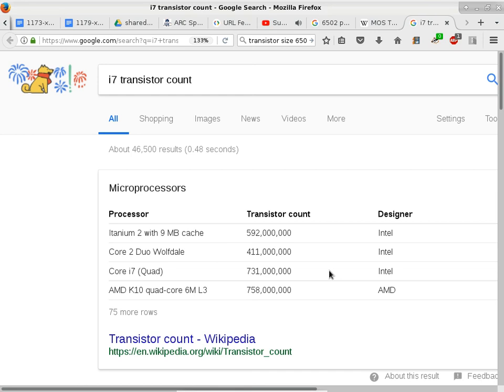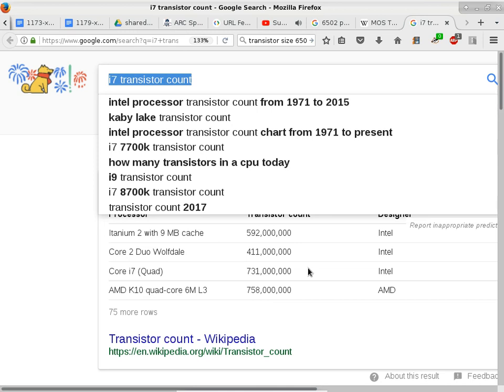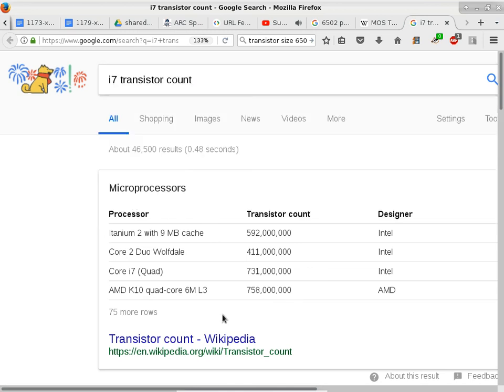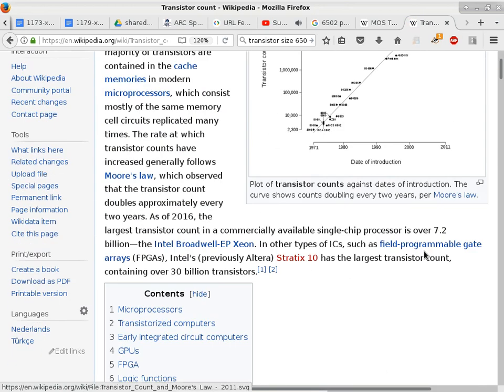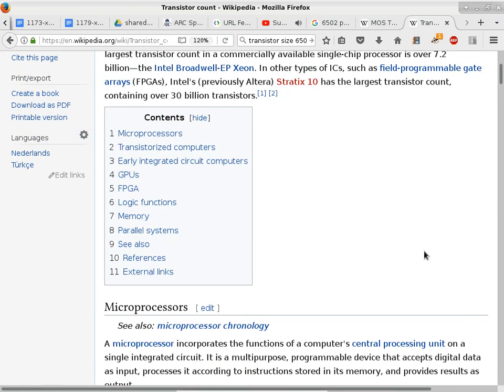Yep. Question? Look on the list real quick and look at the one with the most transistors. Click on the processor with the most transistor count. No, just click on the blue one, the transistor count. Yeah, transistor count. Oh, okay. Scroll all the way down. Is that the one?